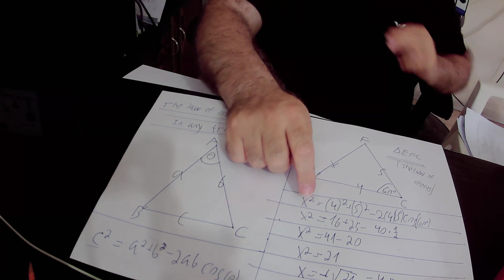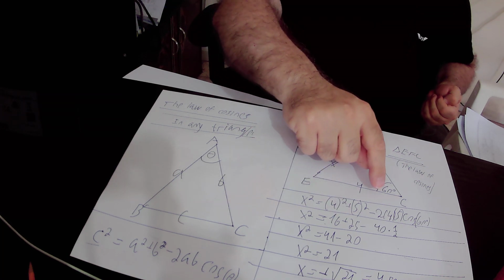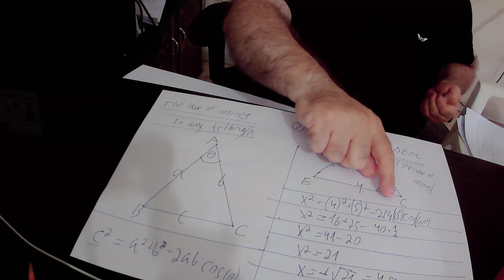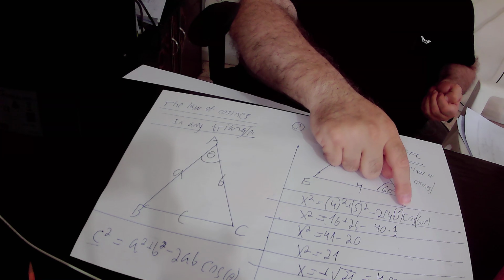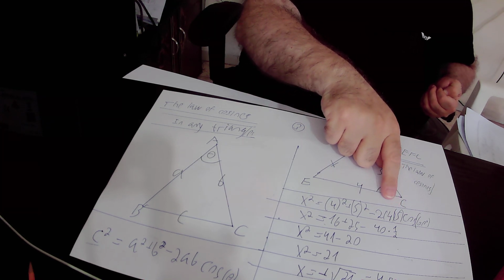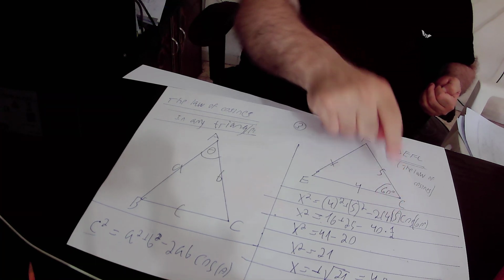So here X squared equals 4 squared, which is 16, plus 5 squared, which is 25, minus 2 times 4, which is minus 8, and minus 8 times 5 is minus 40. So it is minus 40, and cosine 60 degrees is 1/2, so we substituted cosine 60 degrees by 1/2. So in total, this expression equals minus 40 times 1/2.